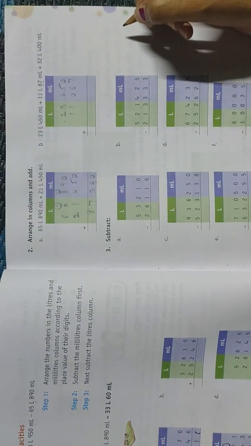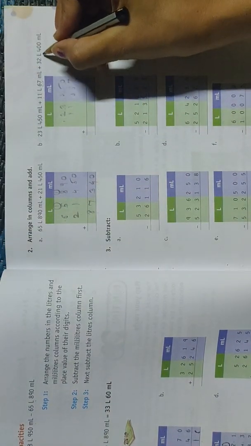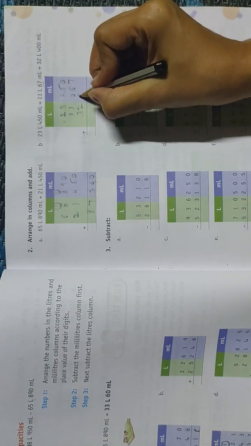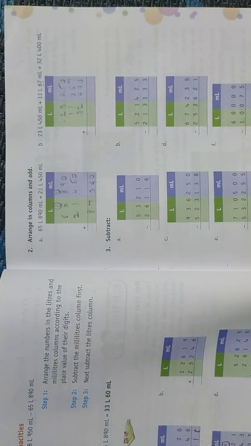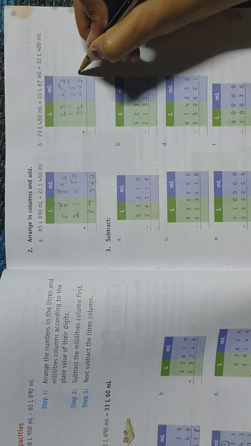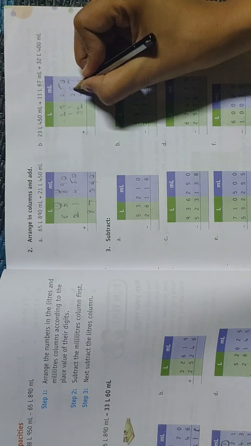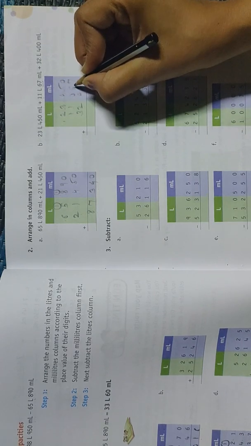Now next is 32 liter 400 ml. So 32 is in liter column and 400 is in milliliter column. Now 0 plus 7 is 7, 7 plus 0 is 7. 5 plus 6, count after 5 up to 6 fingers. Your answer will be 11.